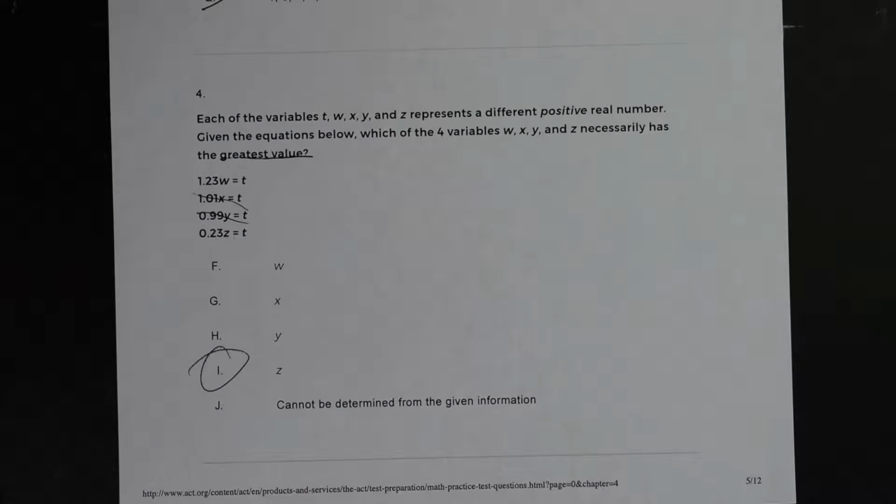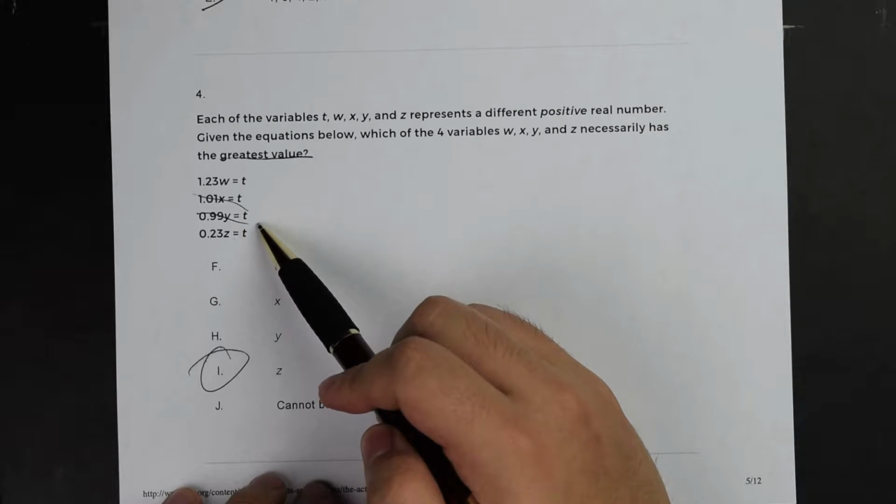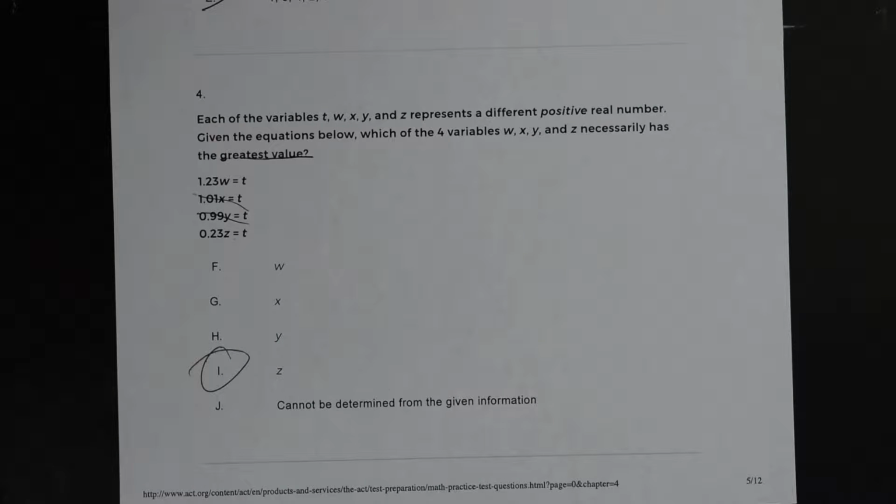When I was doing this question specifically, the important thing you need to keep in mind is that what they're looking for is, amongst these 4 variables, W, X, Y, and Z, which one is the greatest value. Because all of these, I noticed right off, are going to be equal to t, you do want to choose the value where, if I multiply it with a decimal value, the smaller the decimal value is, the larger the number is going to be.